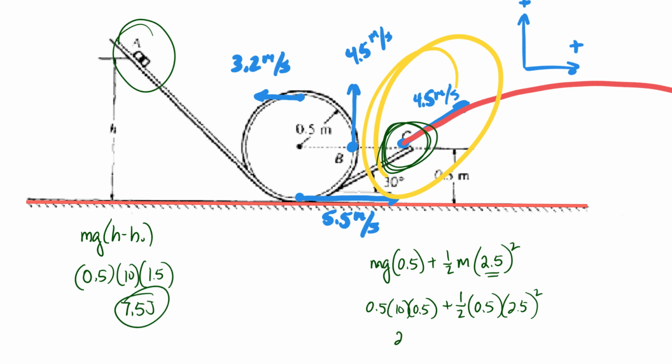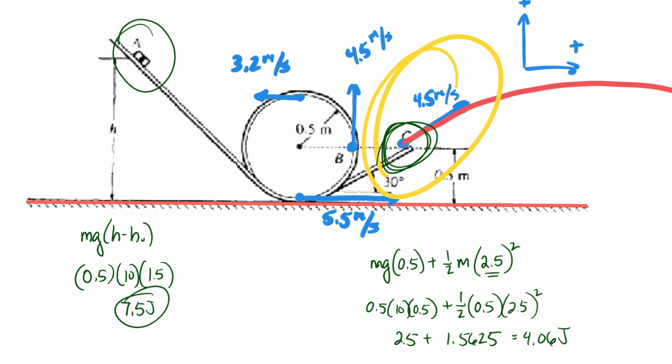So that's 2.5 plus, oh, I don't know. That sounds like a job for a calculator. 2.5 squared is like 6.25. Then I want a quarter of that. And that's 1.5625. So I get a total amount of energy of 4.06 joules. Is that a problem? Yes. How much are we supposed to have? 7.5. How much do we actually have?